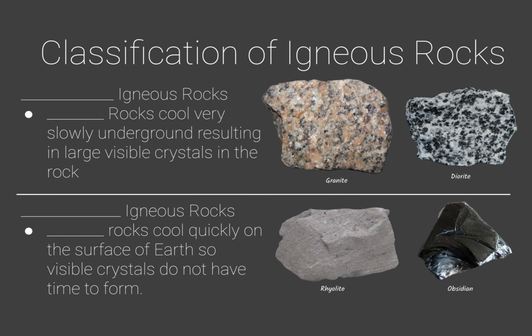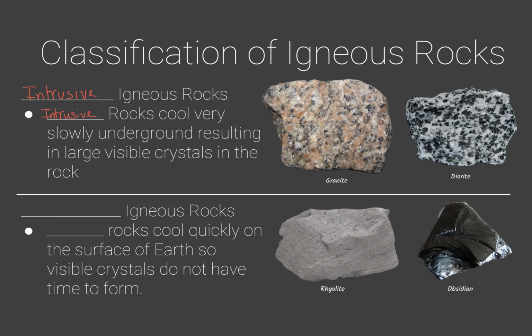Igneous rocks can be classified based on a couple of different features, the size of their crystals and also their coloration. We'll start by looking at how crystal size tells us about igneous rocks. To start with, we have intrusive igneous rocks. Intrusive rocks cool very slowly underground, and since they cool slowly, it results in having very large crystals that are visible with the naked eye.